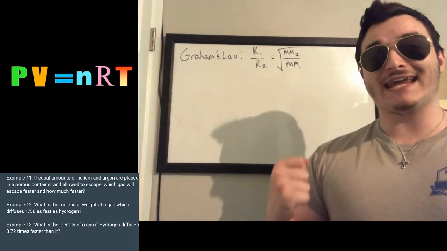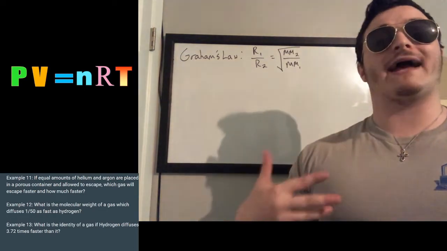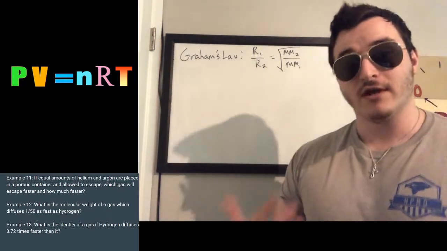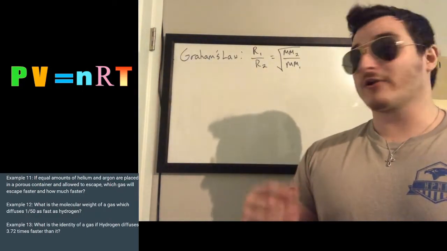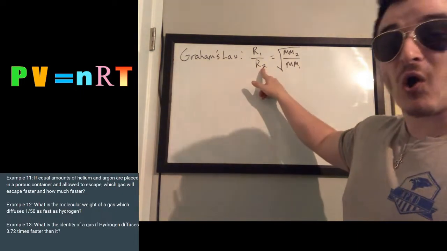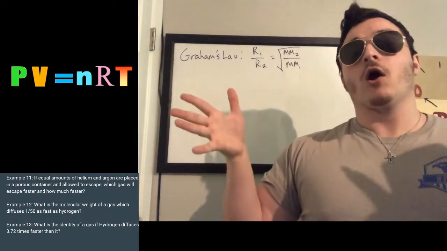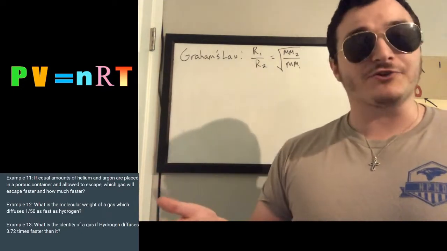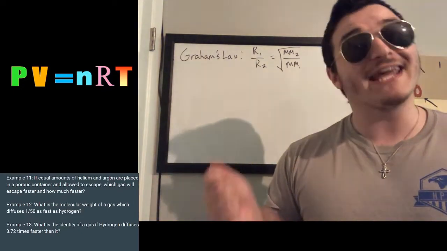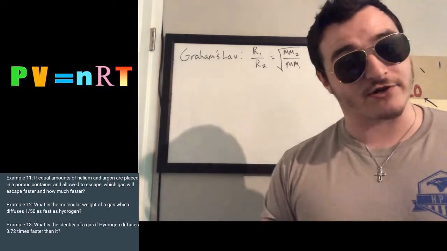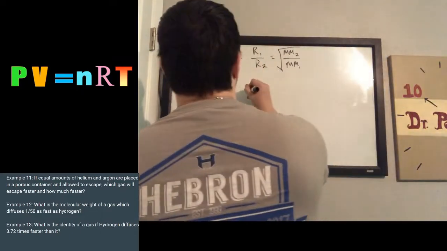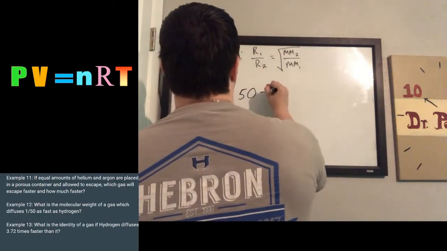It tells you that it is the bigger gas, which means its molar mass is certainly going to be heavier than hydrogen. So we're going to make that R2. And if we flip it, if this gas is escaping 1/50th the speed of hydrogen, well then that means that hydrogen is 50 times faster. So 50 is the left side of our equation.